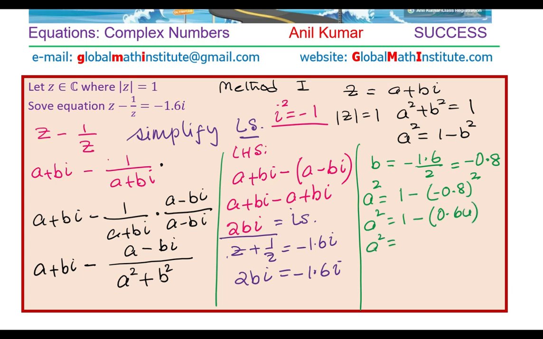So a square is 1 minus 0.64, which is 0.36, right? So let me write down 0.36. So a will be equal to the square root. Whenever you do a square root, you have to do plus and minus, correct? So a equals plus minus 0.6. You get the idea. So we get our solution. Perfect. So let's take it on the next page.